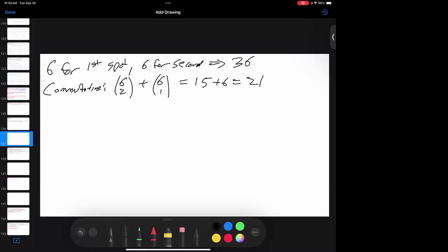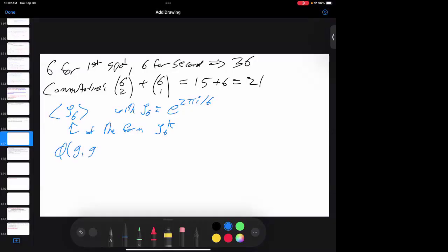The other thing we can do is look at the cyclic group generated by zeta of 6. So zeta of 6 is e to the 2 pi i over 6. So any element here is of the form zeta of 6 to the k. If I want to look at phi of 2 elements, let's say g1, g2, that'd be phi of zeta 6 to the k1, zeta 6 to the k2.